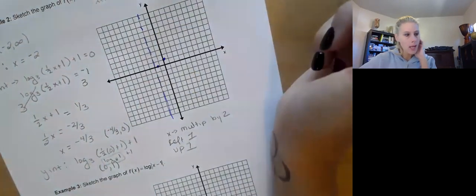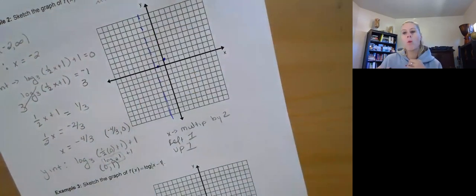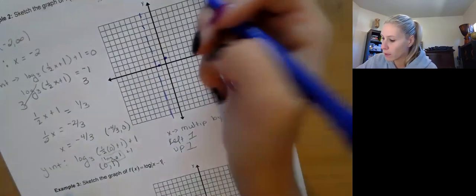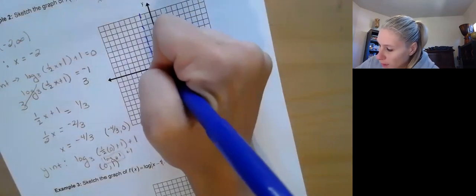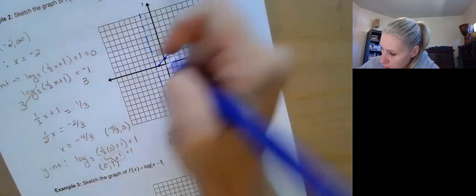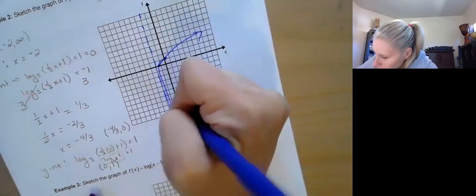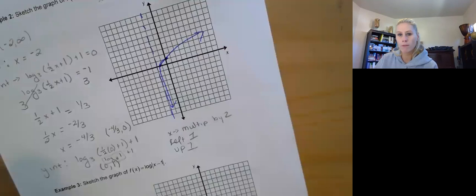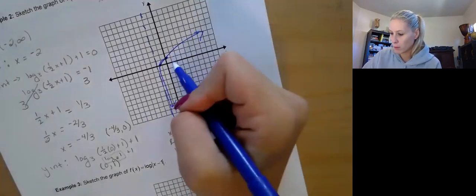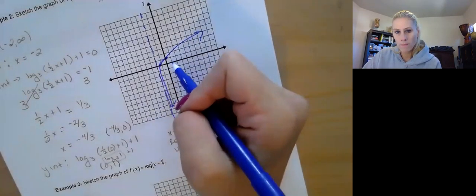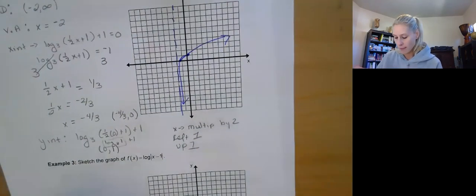So that's great. Now, again, if they wanted more points, we could just plug in 1 and 2 and so on into our calculator if we have to. But we already know that it's going to come down like this. Okay. And what did we do? We moved left, we moved up, because remember it would have been right here. Awesome. We just graphed it without a calculator, guys.